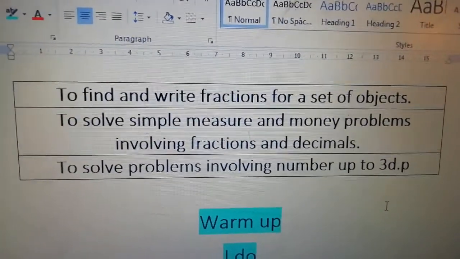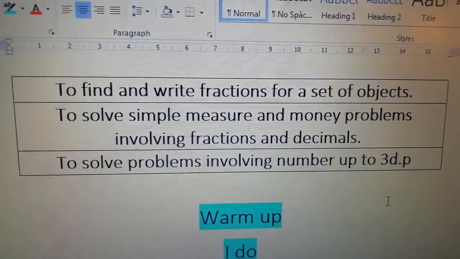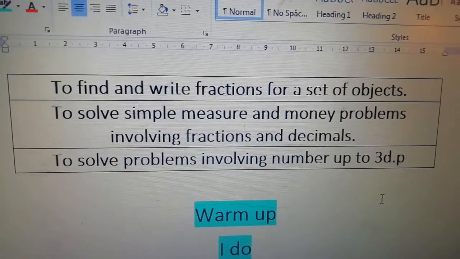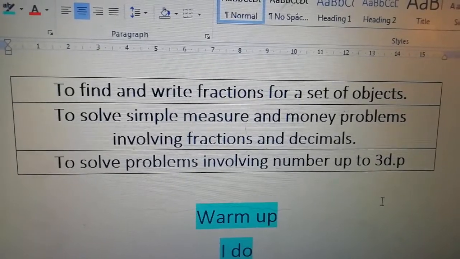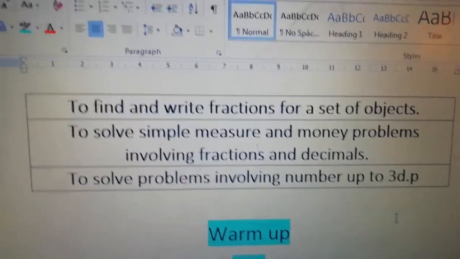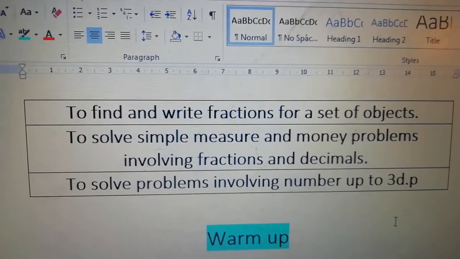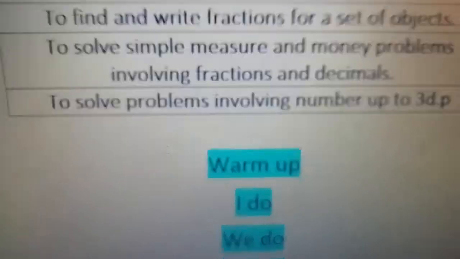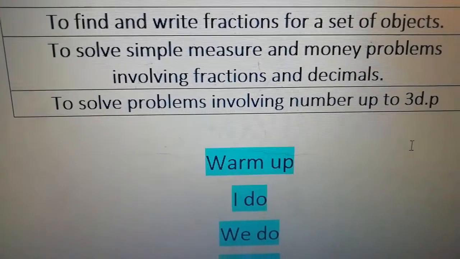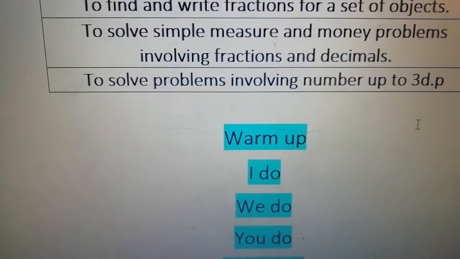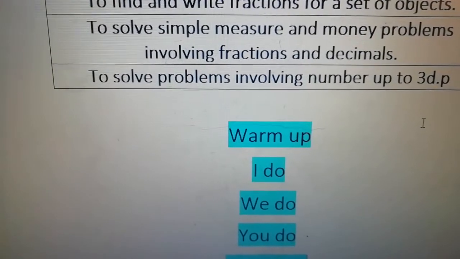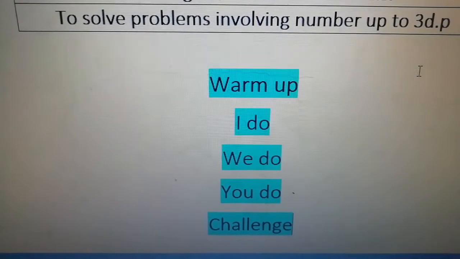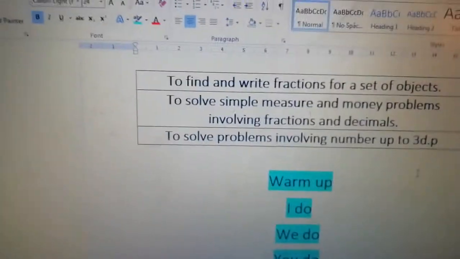So, very familiar here, finding fractions of amounts. Year 4's using it with money as well, and also Year 5's going up to 3 possible decimal places. We're going to kick off with a warm-up today. I get to do the I do bit. There's a we do bit we'll do together. And there's the you do bit, where you answer the questions in the Chili Challenges. And then there is a challenge right at the end as well. So let's get warmed up.